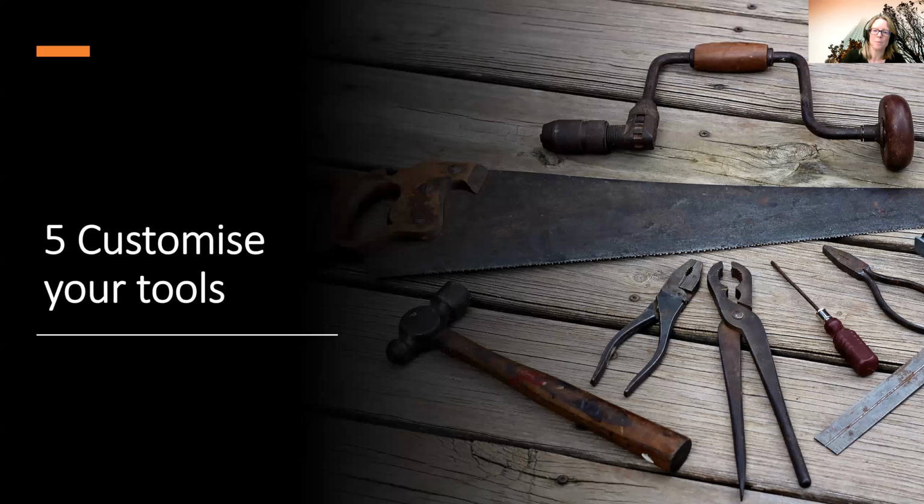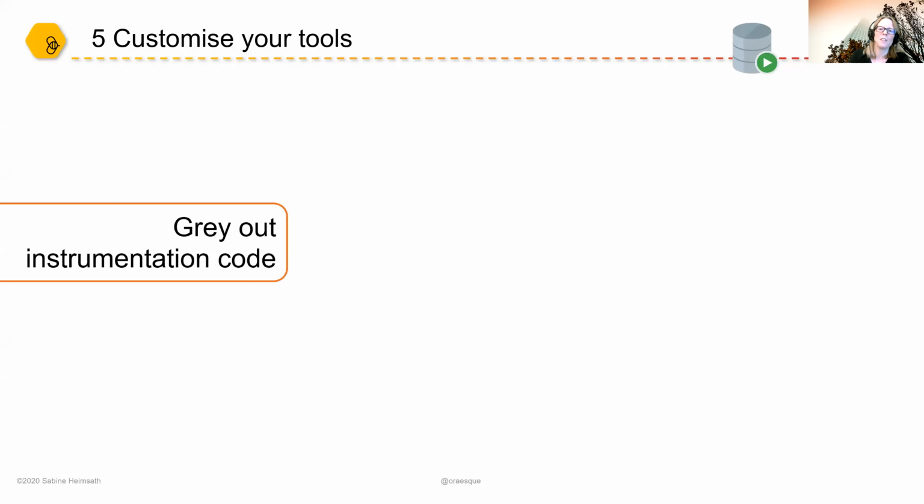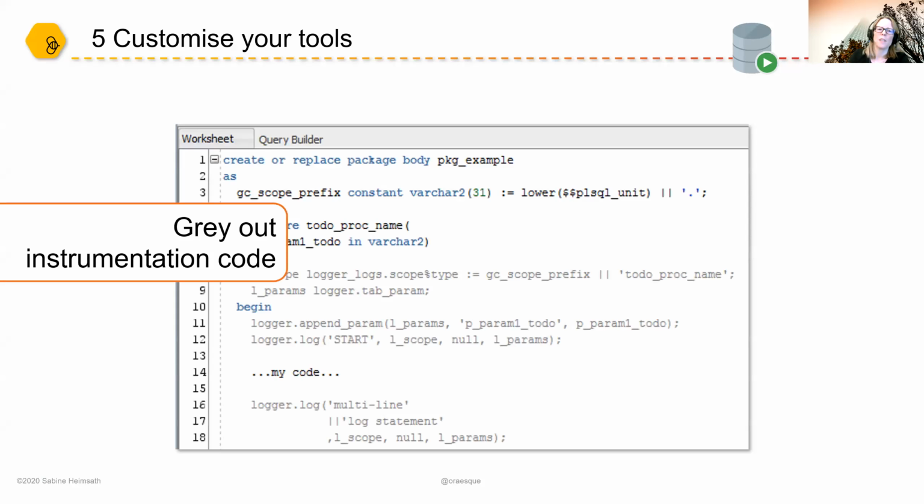Customize your tools. Well, my favorite tool, as some people might know, is SQL Developer. And there is a very nice feature for graying out instrumentation code. Of course, instrumentation code is important, but your business logic is much more important. So you can actually have the instrumentation code grayed out or low-lighted and have the important bits in normal color.